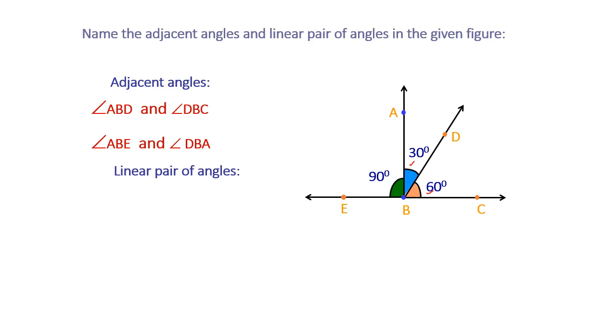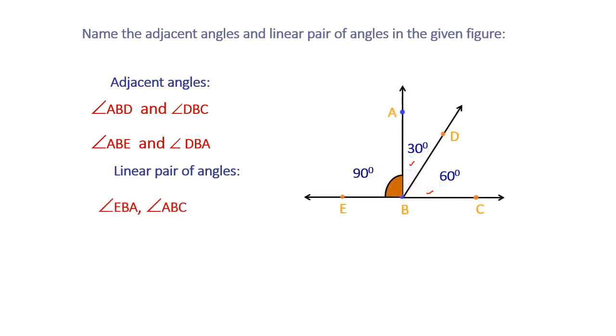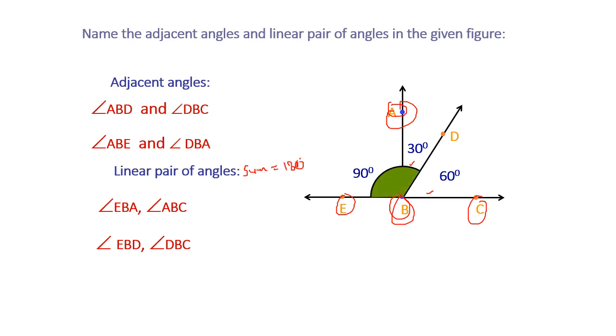And now linear pair of angles. Linear pair of angles means angle EBA, this one, 90 degrees, and angle ABC, both are 90 degrees. So they are a linear pair because their sum will be 180. For a linear pair, the sum should be 180. For adjacent angles, the sum may not be 180, right? So this is another angle, EBD, green color, and this red color, DBC.